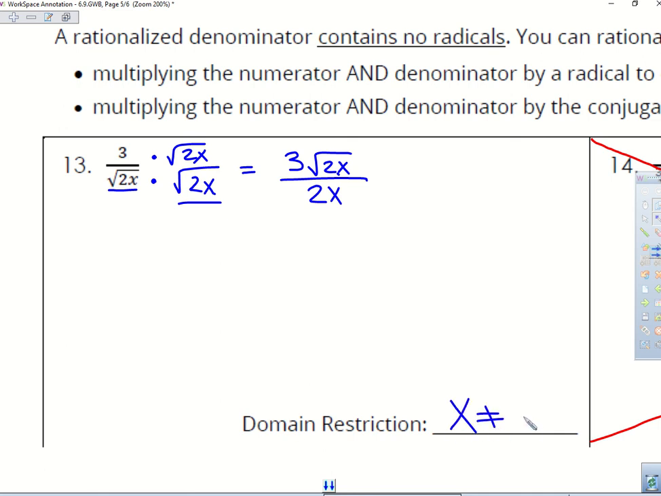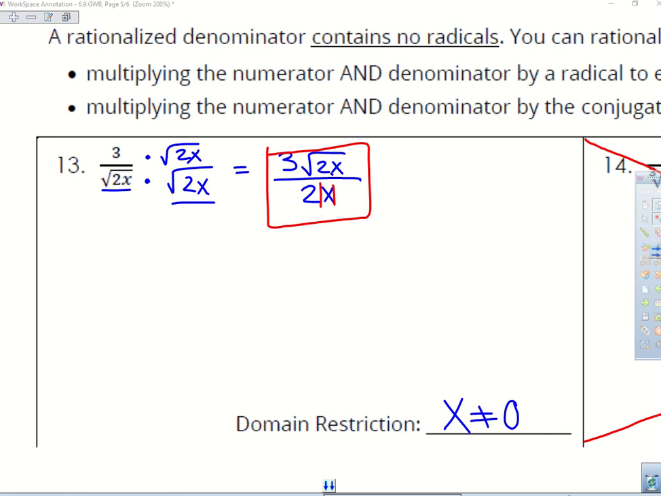And what is the domain restriction here? 0. Now once again, you've got to be careful not to forget these absolute values, because we had a square root and it became even to odd. And that's how you do it with this monomial.